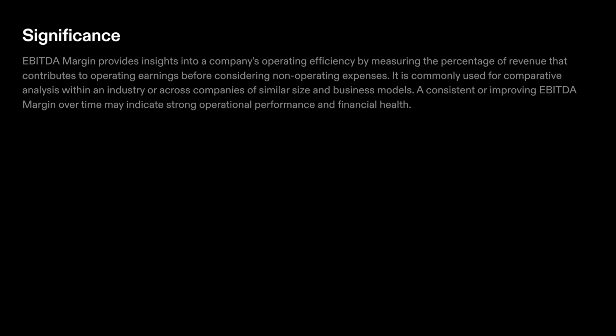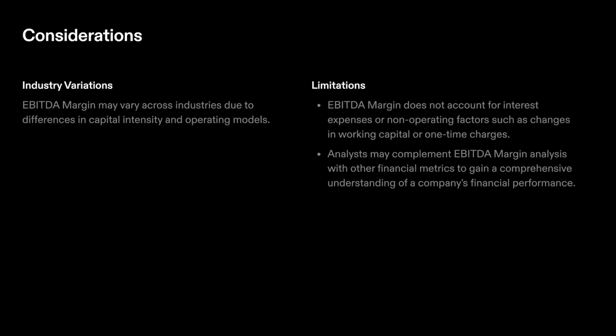Financial health. A consistent or improving EBITDA margin over time may indicate strong operational performance and financial health, as it suggests that the company is effectively managing its costs and generating profits from its core business activities. 4. Considerations. Capital intensity. EBITDA margin may vary across industries due to differences in capital intensity and operating models. Industries with high capital expenditures or asset-heavy operations may have lower EBITDA margins compared to industries with lower capital requirements.